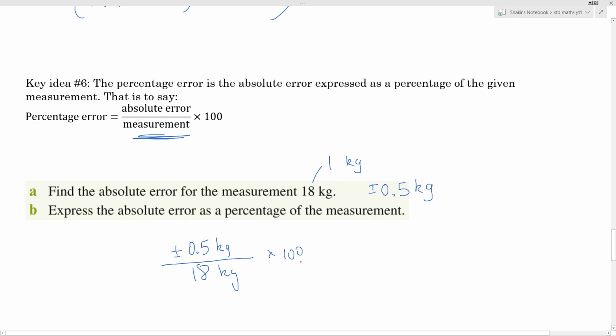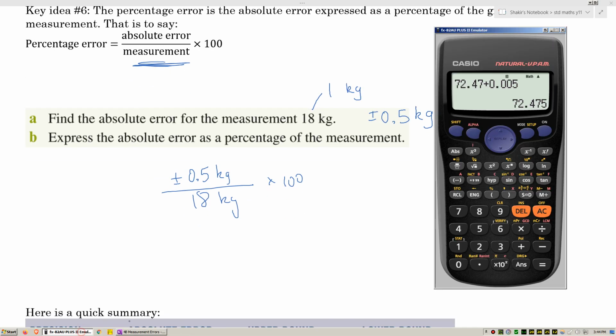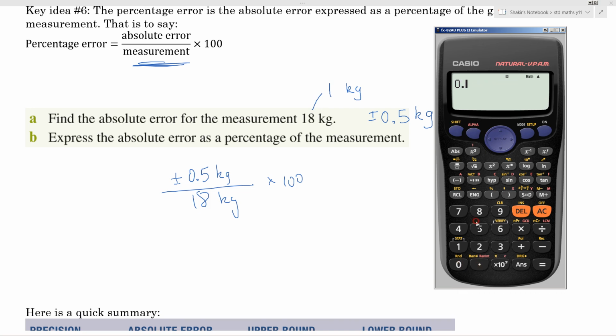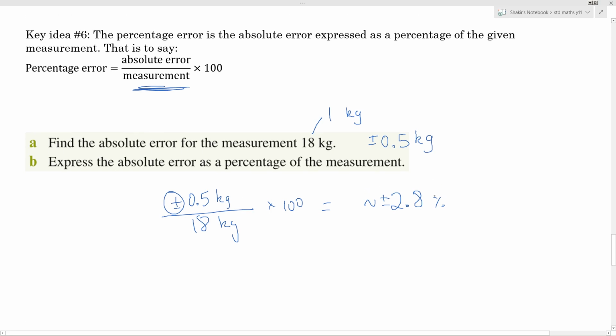And that's pretty much it. And we can do this in a calculator. Where's my calculator? There it is. So we can do 0.5 over 18 multiplied by 100, and that's roughly equal to 2.8 percent. And now remember, there was a plus or minus, so it's going to be plus or minus 2.8 percent. And there you have it. That is the percentage error.